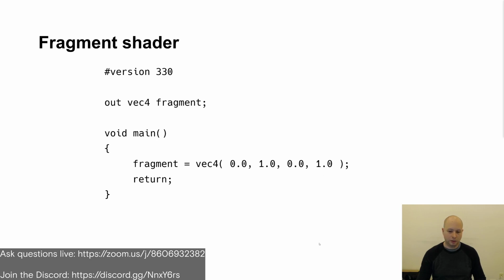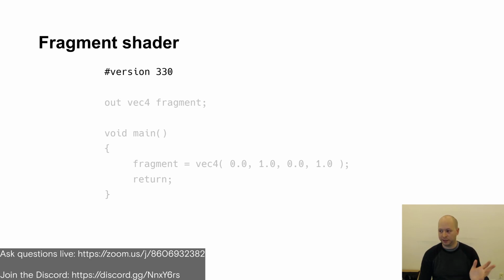Cool. Nice. Great. So let's get into the fragment shader and how it's a little bit different. Again, you've got this version, same thing as the vertex shader. If the version is different than what you support, it will give you an error, and this is more of a meta information for the compiler.